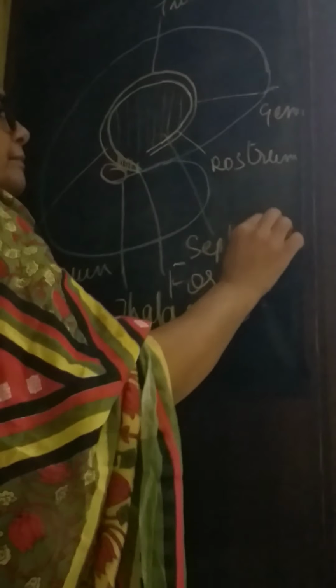Below the corpus callosum there is the presence of the septum pellucidum. Over here, this is a layer, a thin membrane, which is covering the lateral ventricle. When you remove this septum pellucidum, the cavity which you see inside is the lateral ventricle. This is the lateral ventricle.